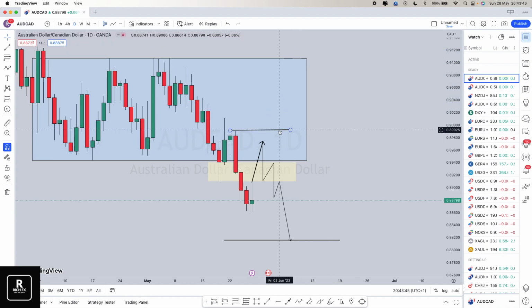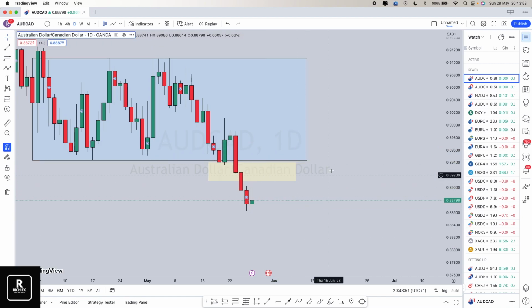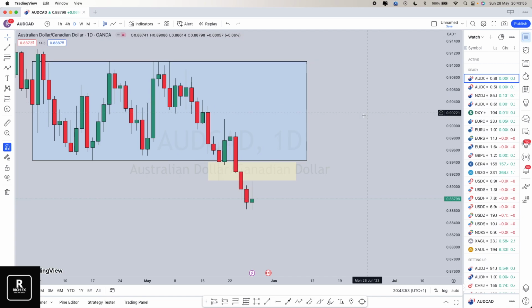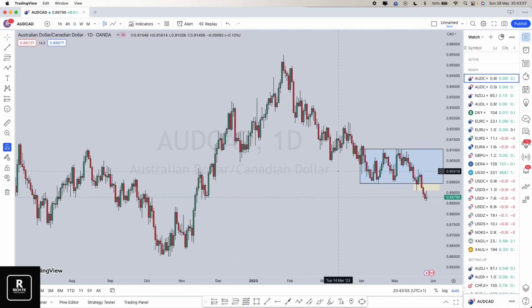So it's just something I'd be cautious about anyways. So yeah, that's what we're looking for with this trade here, AUD CAD. So still looking for sales. So I put that in my ready section. Pair's not 100% ready to trade yet.